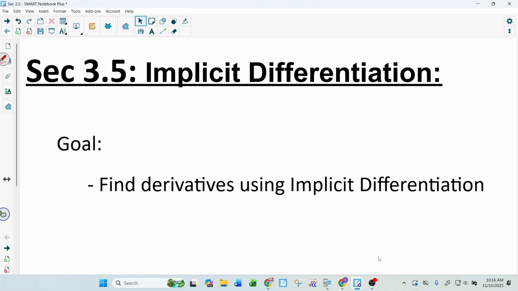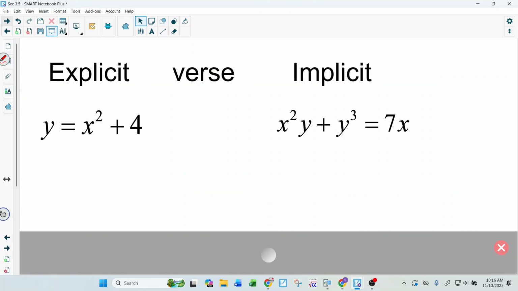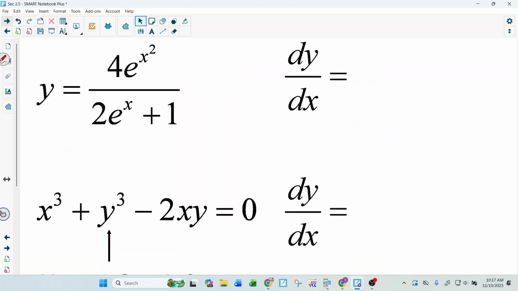All right, so implicit differentiation. What that means is, like we just said, we're going to be taking the derivative of something that is not a function. It is not just y equals. You're going to maybe have multiple y's in there, and maybe you can't even solve it for y. Some of the easy ones we start off with, you will be able to solve them for y. So we'll show you how it works either way. Okay?